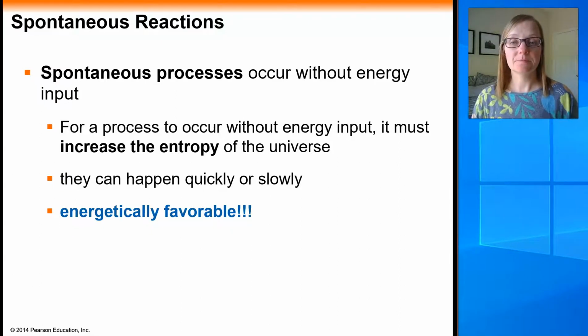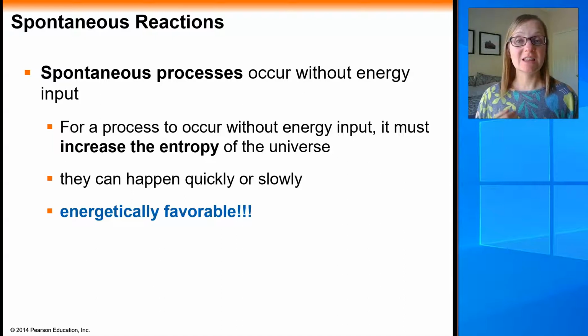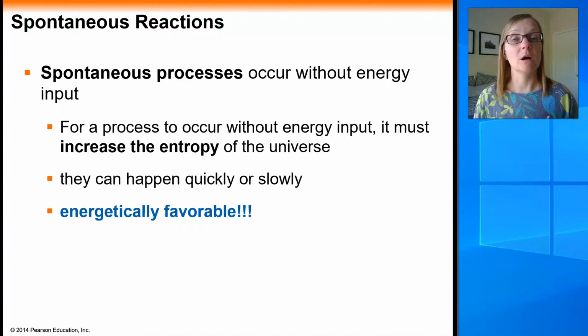in our universe. Now, oftentimes we may think of the term spontaneous as meaning quick. In this case, that is not the case. So spontaneous here instead means energetically favorable. It can kind of happen on its own, but spontaneous processes can be quick or they can also take a really long time to happen. Let me give you an example.